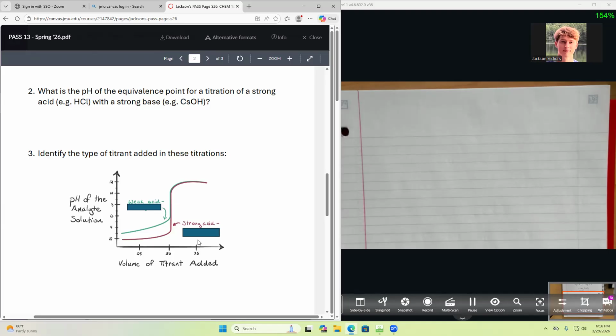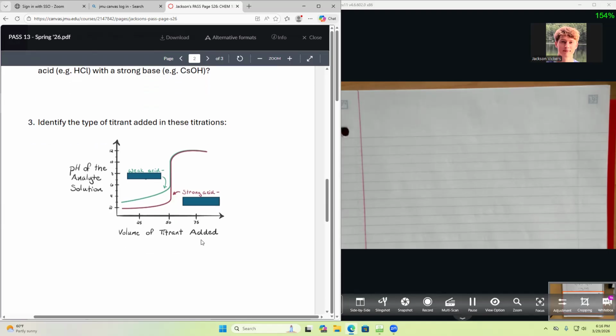So when would it be a weak base? It would be a weak base if, say, we did this titration and then once it levels off, it was a little bit lower. Say it leveled off around a pH of 10. That would be indicative of a weak base because we didn't get all the way up to this very, very high pH territory.